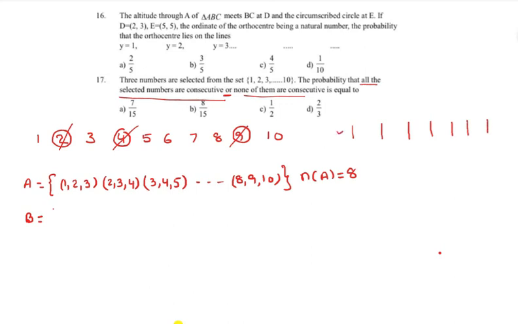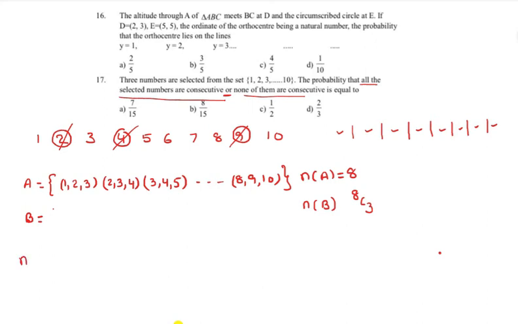So now, from these gaps select a number, then they are not consecutive. But how many gaps are there? Total 8 gaps are there. From those 8 gaps we have to select 3 gaps. That is the answer for the number of elements in B.